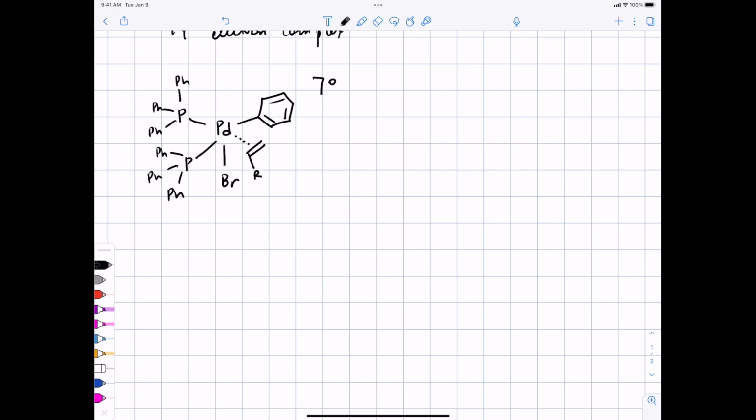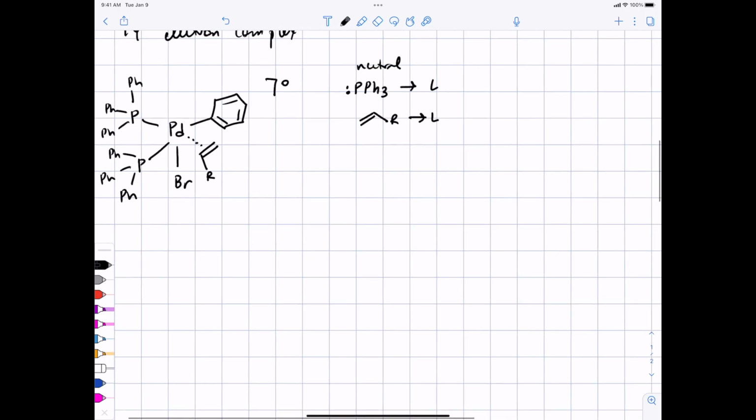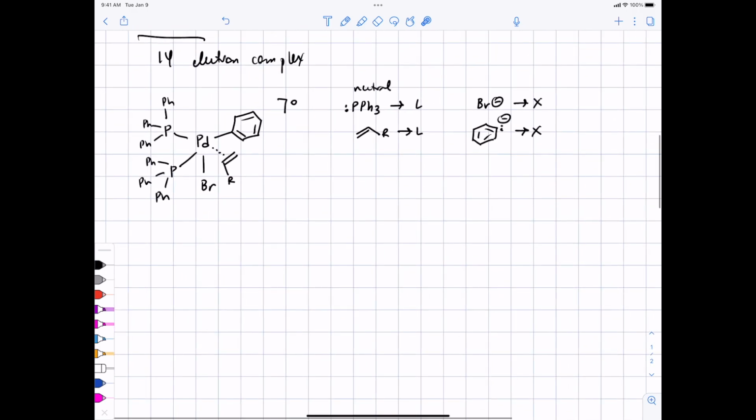So let's identify the types of ligands. Triphenylphosphine is an L-type ligand. It leaves neutral. The pi bond is also an L-type ligand. It leaves neutral. Br is an X-type ligand. It's negatively charged. And then this benzene ring is also an X-type ligand. If it left with these electrons in that bond, it would be negatively charged.